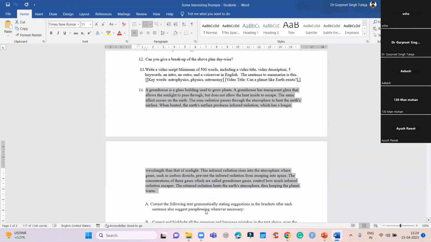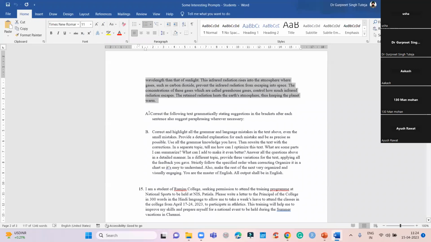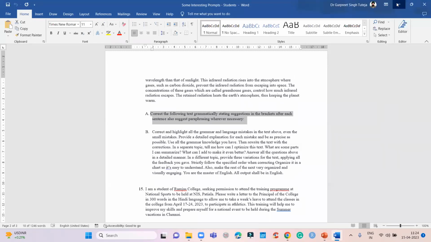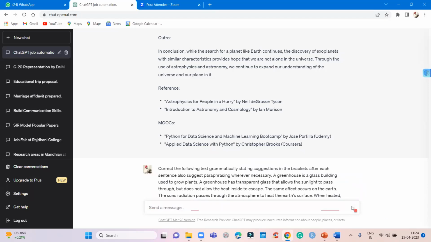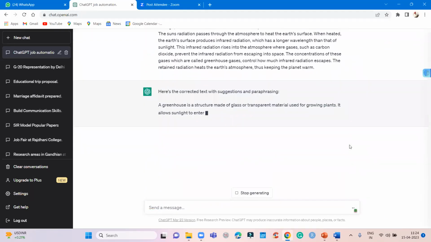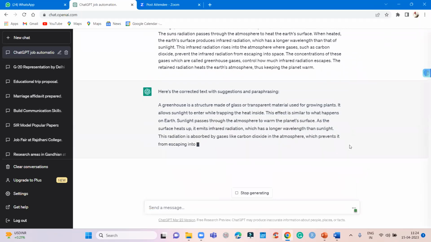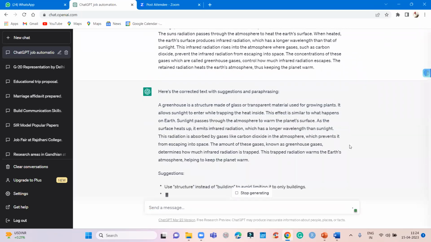Now my prompt is, I'm going to give a prompt: Correct the following text grammatically, stating suggestions in brackets after each sentence, and also suggest paraphrasing wherever necessary. Which means I need to paraphrase it because the English which I have written is not good. If you want, you can change the English as well. So when I prompt this, you see, it has started writing. It is writing with suggestions and has paraphrased it.